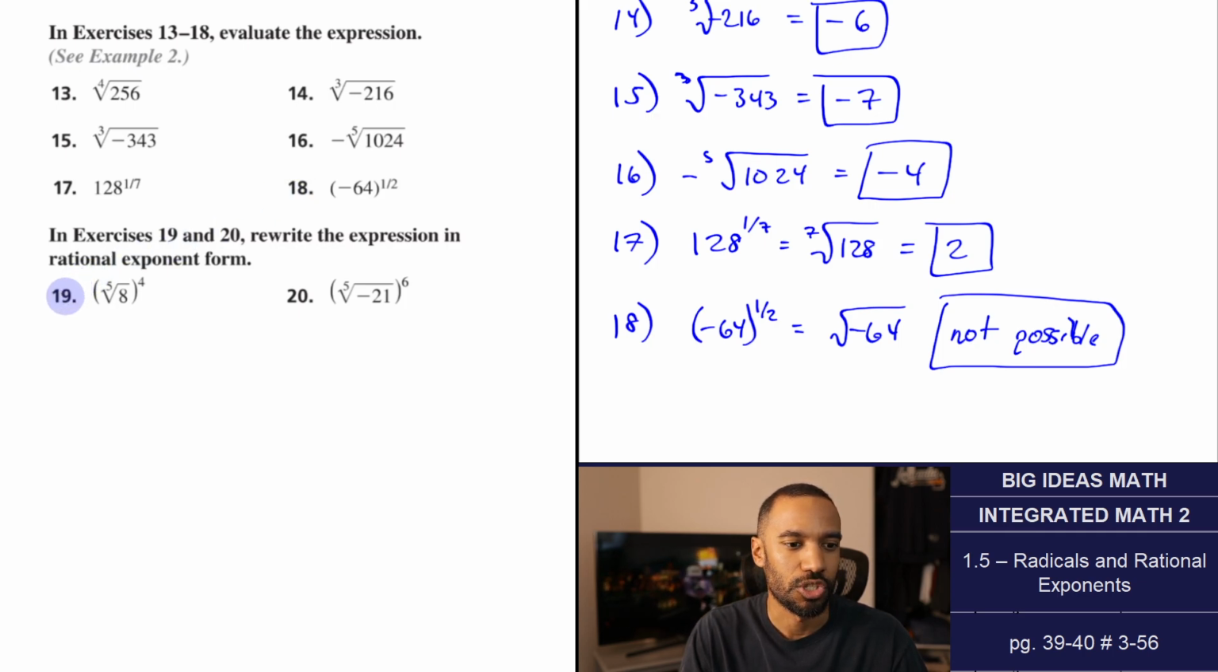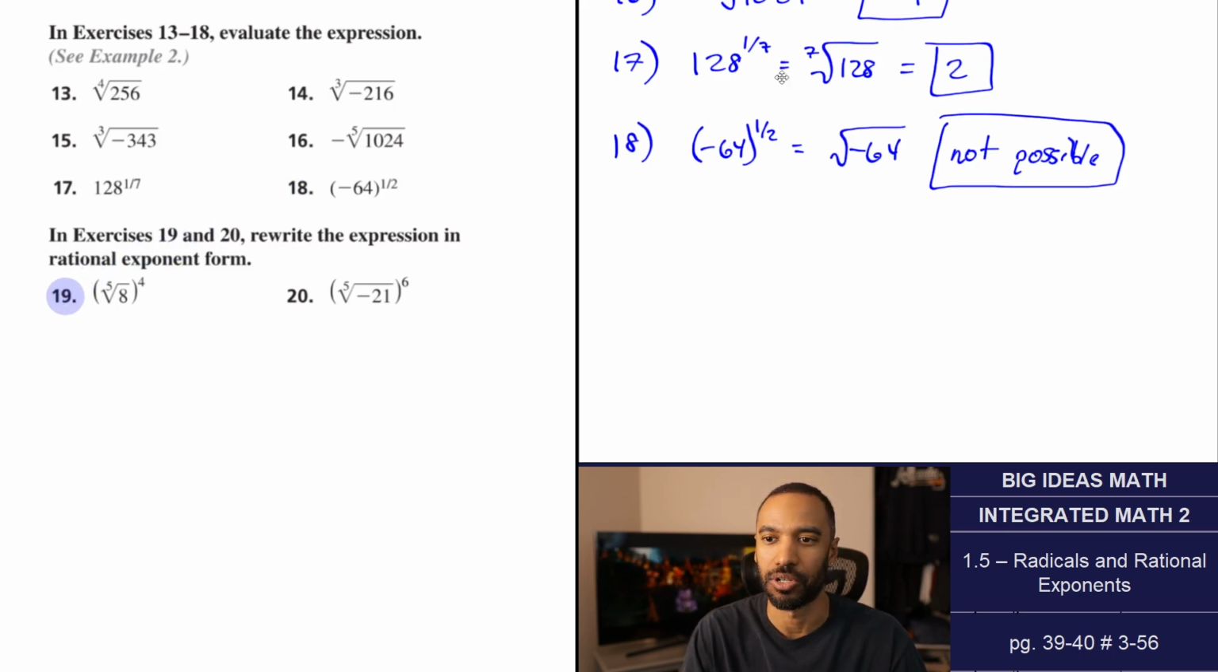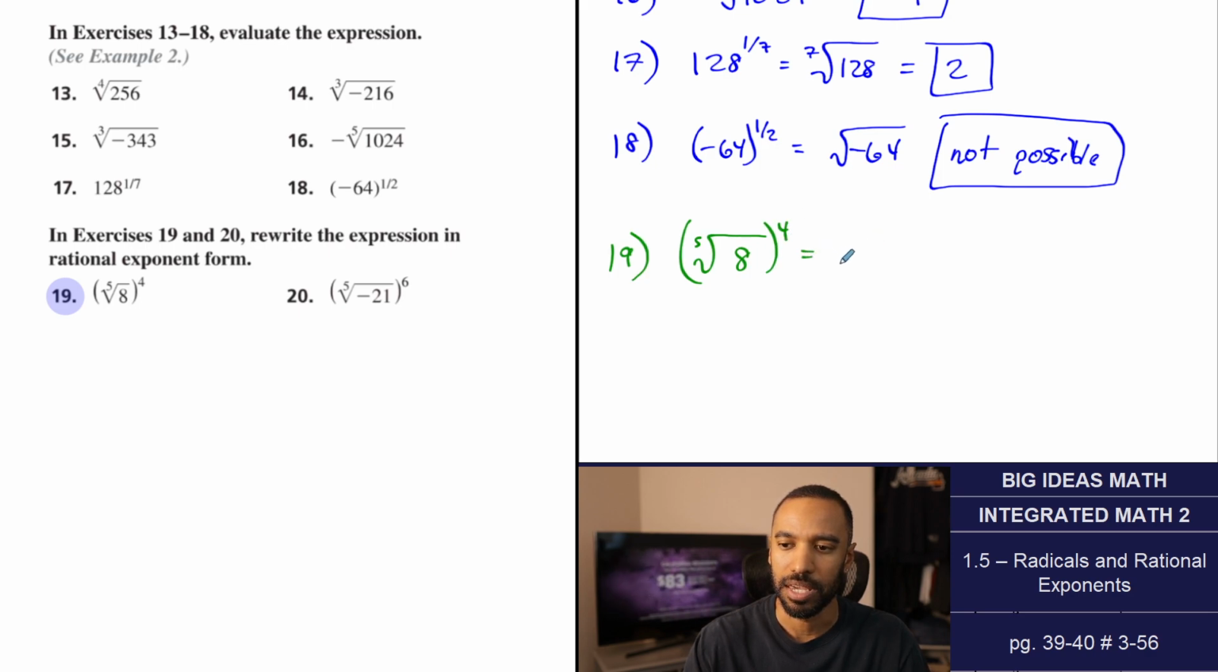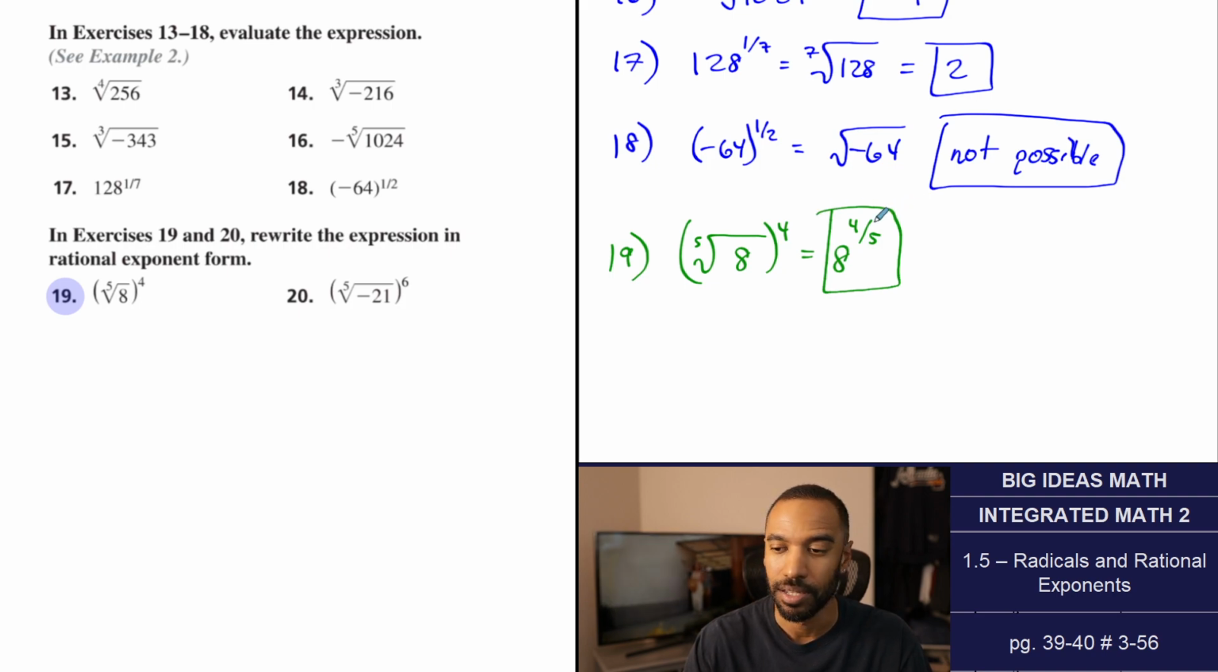In exercises 19 and 20, rewrite the expression in rational exponent form. So the same thing as the previous ones, only now we actually have a power involved with it. So number 19, we have the 5th root of 8 to the 4th power, which becomes 8 to the 4/5 power. They're just asking for the rewrite, no evaluating, and that's it.